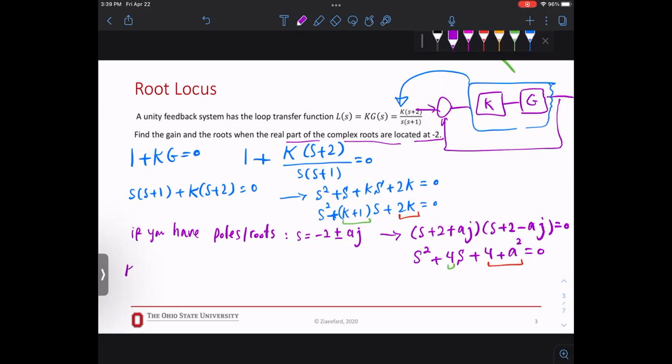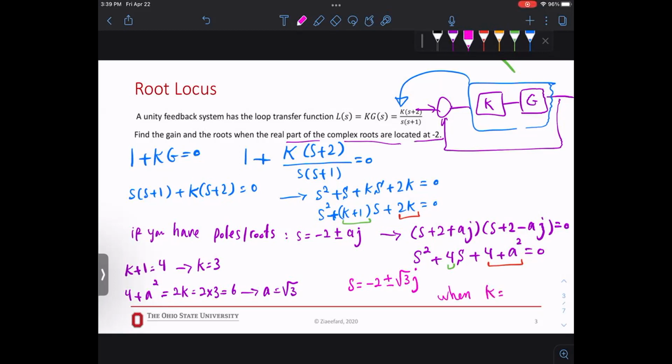So we are saying that k plus 1 is 4, thus k is 3. 4 plus a squared is 2k, which is 2 times 3, 6. This gives a to be the square root of 3. So our poles will be at -2 plus or minus the square root of 3 j when k is 3. Right? K is the gain. So if I choose the gain of my system to be 3, the pole will be placed at the value that I wanted. Yes.